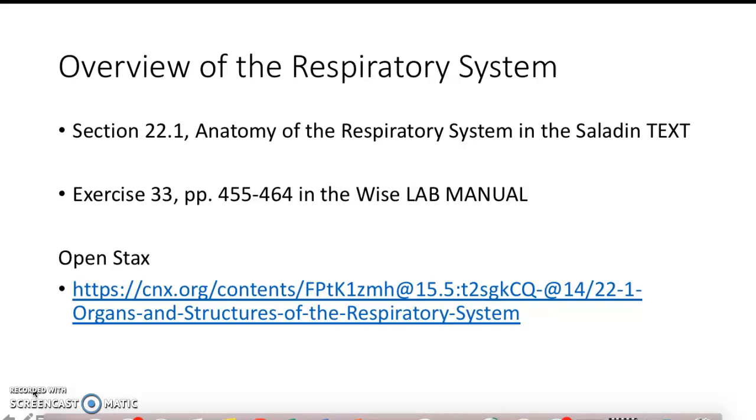So let me start you off with some references. If you'd like to follow along in the Saladin text, the 8th edition that we've adopted for lecture, you can look at section 22.1, Anatomy of the Respiratory System. In the WISE lab manual, this is exercise 33, pages 455 to 464. And if you like the OpenStax, I've put a link here. I thought the OpenStax discussion was actually pretty good this time.